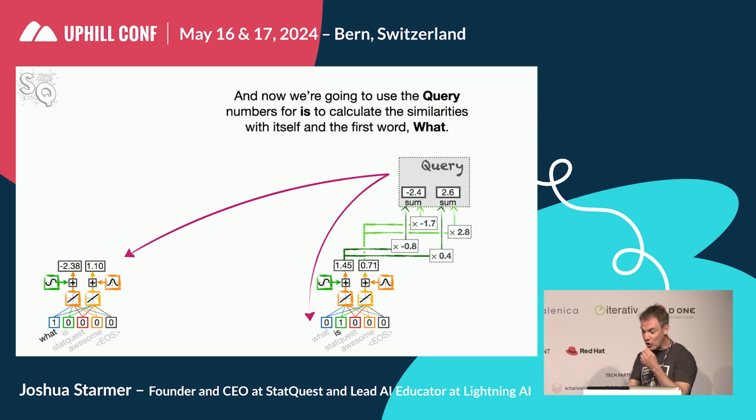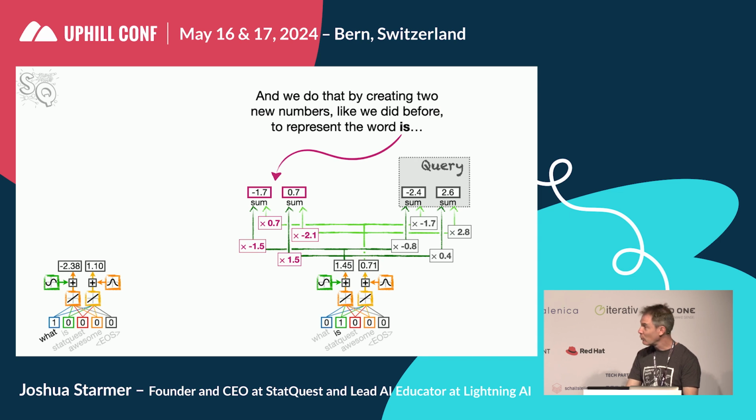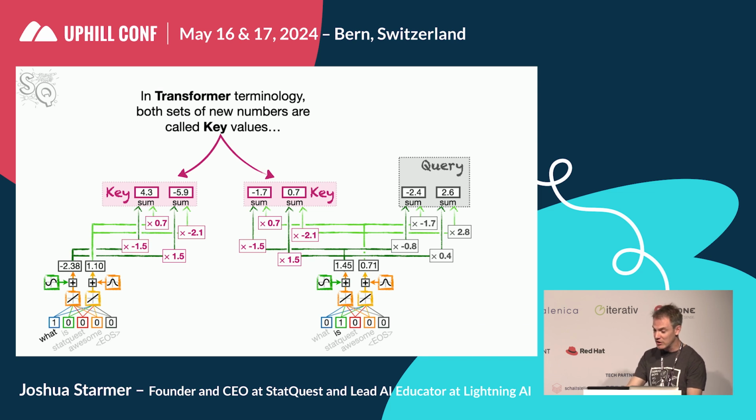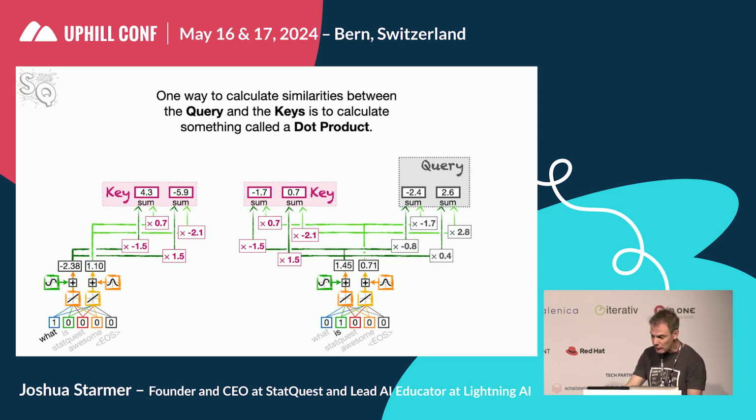And now we're going to use the query numbers for "is" to calculate the similarities with itself and the first word, "what." And we do that by creating 2 new numbers, like we did before, to represent the word "is," and creating 2 new numbers to represent the word "what." In transformer terminology, both sets of new numbers are called key values, and we use them to calculate similarities with the query for "is."